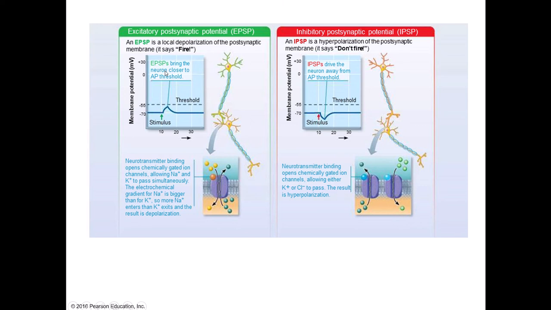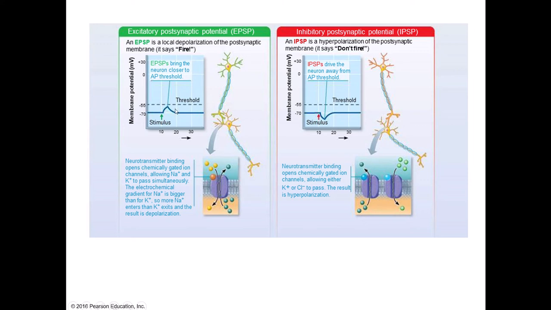So you might have guessed from their names which one makes things happen and which one makes things not happen. So excitatory postsynaptic potentials are essentially the fire, right? Like, let's do this. So EPSPs bring our neuron closer to our action potential threshold. They make our neurons more positive, less negative, usually due to the influx of some positively charged cation like sodium.